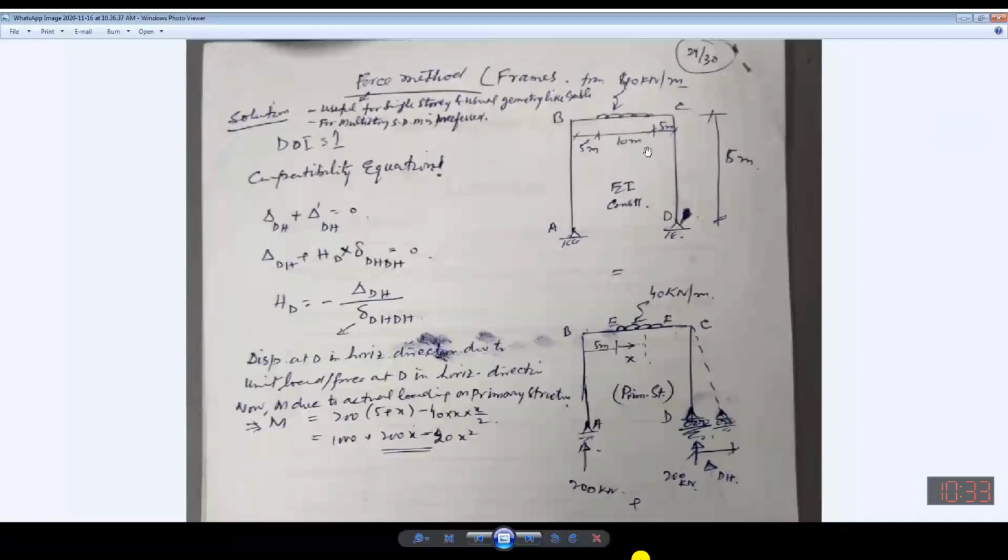Now in this case, is it visible? Yes, sir. Okay. Now in this case, this is 40 kilonewton per meter. This is 5 meter, and the horizontal segments are 5, 10, and 5. This 40 kilonewton per meter is spanning for 10 meters. EI is constant. A, B, C, D, and the intermediate points have been labeled as E and F.